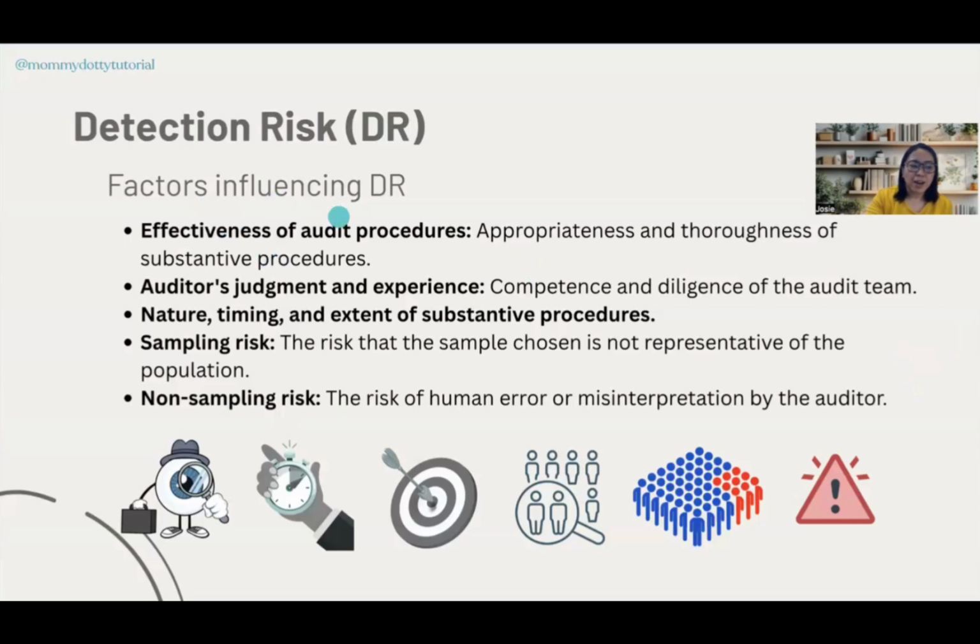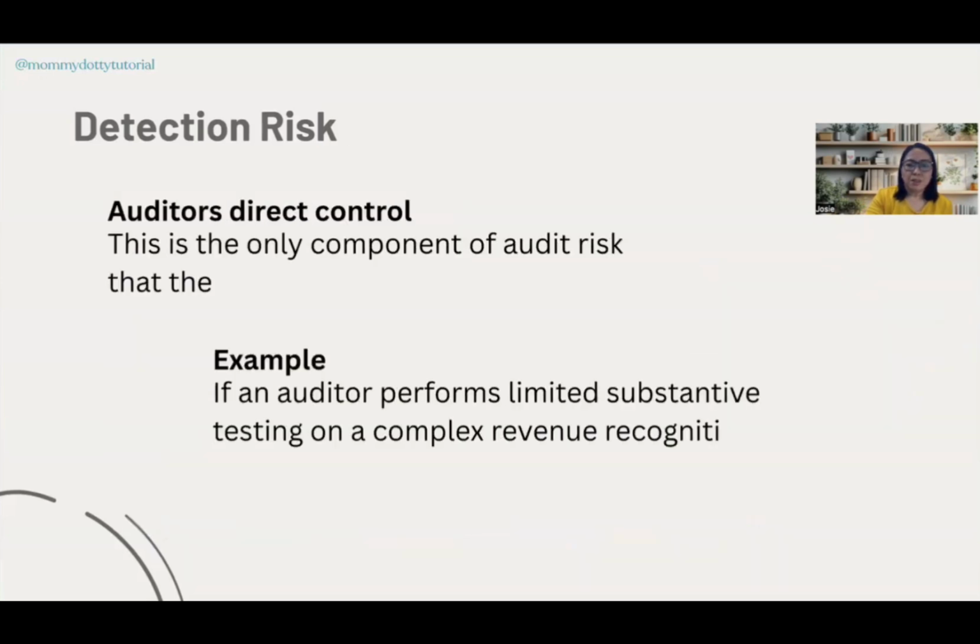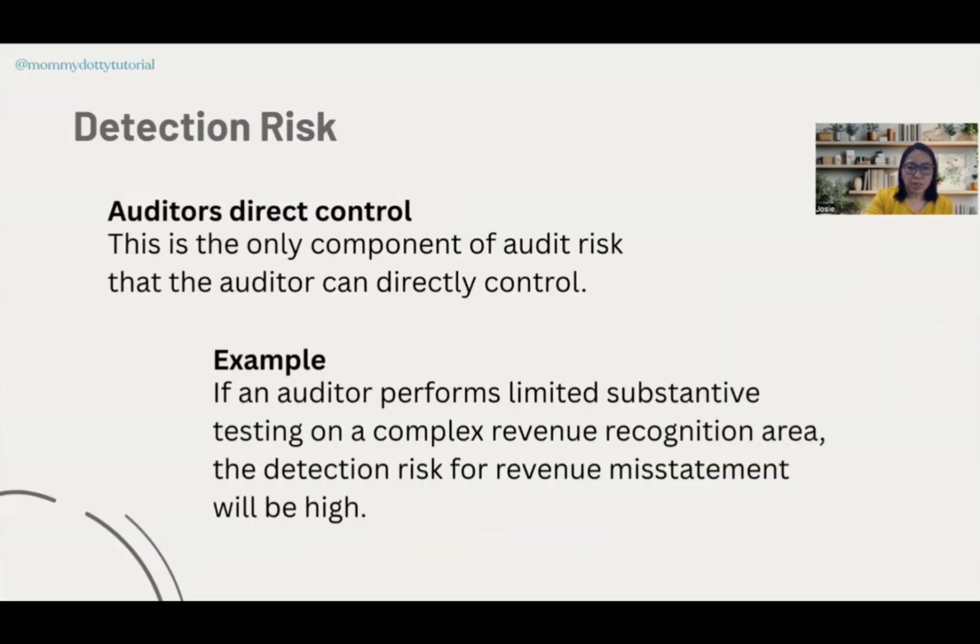Okay, so these are the factors influencing detection risk. So why is it important to understand detection risk? This is crucial because unlike inherent and control risk, detection risk is the only component of audit risk that the auditor can directly control. So inherent risk is already in the nature, it's already given, and the control risk is on the management. While detection risk is the only one that can be directly influenced or controlled by the auditor.